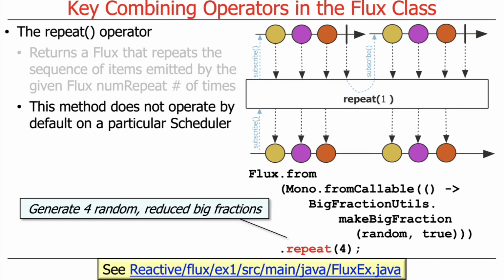This particular example illustrates how this works. This is actually pretty cool. It's kind of like a loop. It's the reactive streams equivalent of a loop. What it does here is it says, I want to make a random big fraction that'll be reduced, and I want to use fromCallable. And remember, both of these are lazy factory methods. Once we get back that particular Flux with that particular value in it, we're then going to say repeat that 4 times. So we'll end up calling this thing 4 times, and we get 4 of these. So we generate 4 random reduced big fractions.